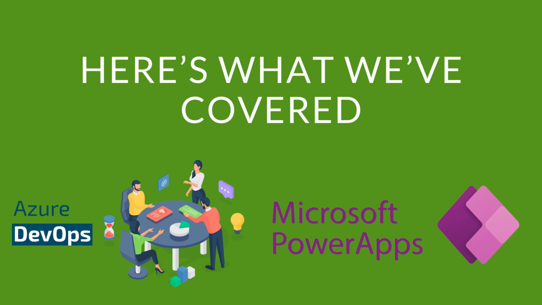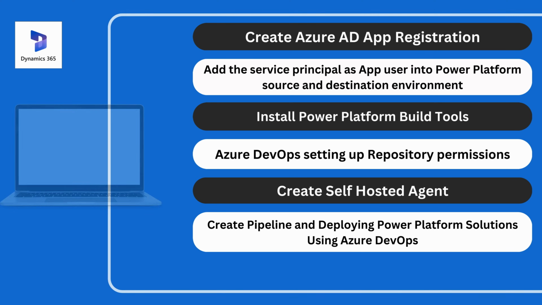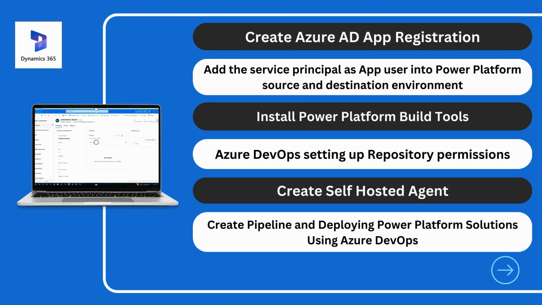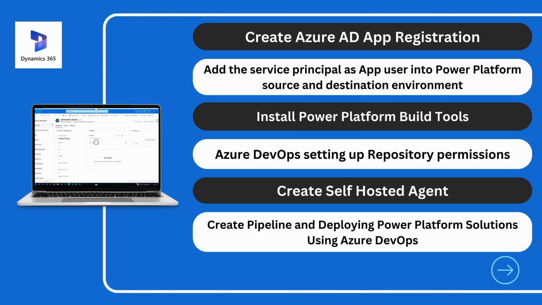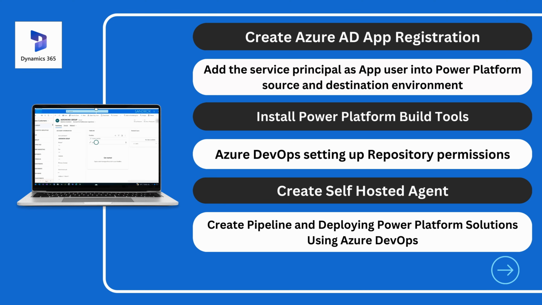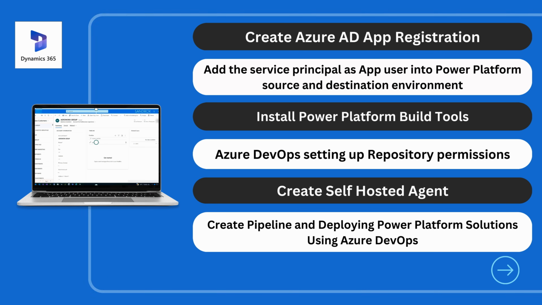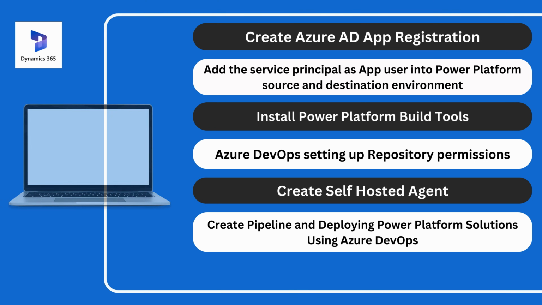In today's tutorial, we took you through a step-by-step guide of deploying your Power Platform solution using Azure DevOps, from configuring Azure AD App Registration, setting Service Principal as app user in Power Platform environments, installing Power Platform build tools, setting up our repository permissions, creating a self-hosted agent, creating build and release pipelines, and running them to deploy our solution from QA to production.